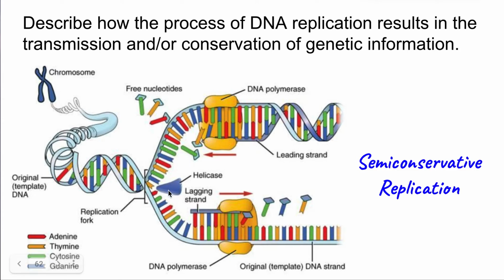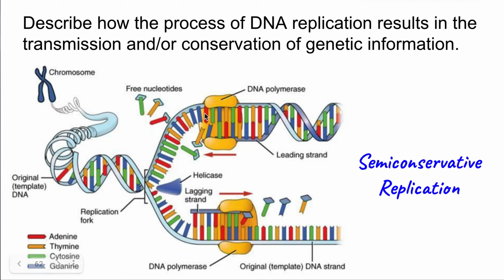DNA is going to be split, so each strand is going to be used as a template. And notice how you have one old strand that's being read by this enzyme DNA polymerase, and it's going to add on those complementary nucleotides. So if there was an A, it would add a T, or if there was a C, it would add a G. We call this kind of replication semi-conservative.